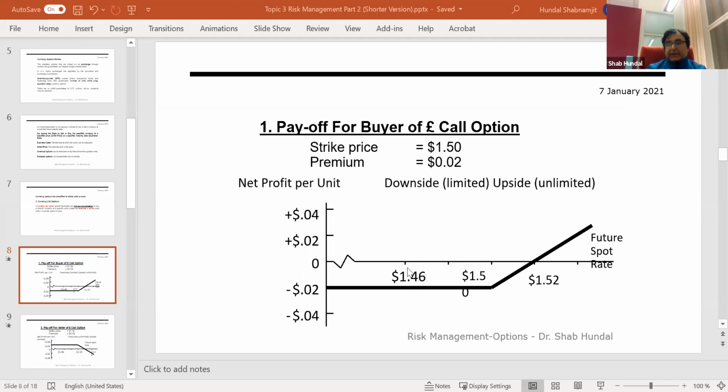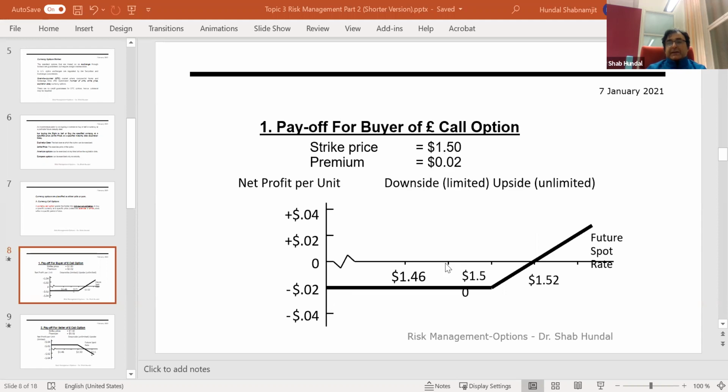But then the problem is that when you don't exercise the option, you lose these 2 cents. Remember, these 2 cents you pay in the beginning when you sign the contract. At time 0, when you sign the contract, you pay the premium. And if you don't exercise the option, you cannot go to the bank or the broker and ask for a refund of the premium you have paid. That is a bit bizarre. Nobody will give you any refund. It means that you are losing 2 cents.